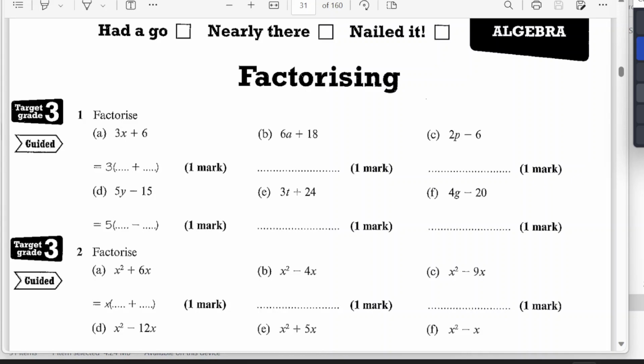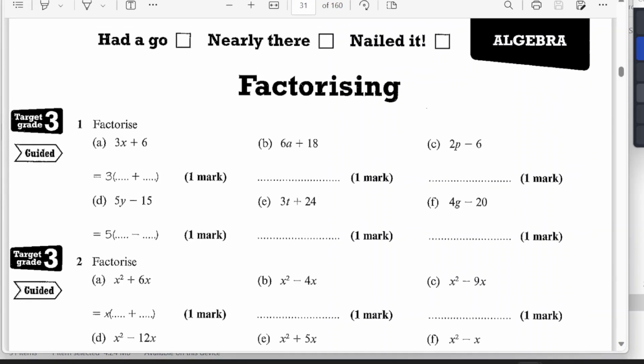In this case 3 is the common factor, so we take 3 outside the bracket, and then what would we need to multiply 3 by to get 3x? That would be x. Let me turn my pen on. And what do we need to times 3 by to get 6? That would be 2. Similar process this time.